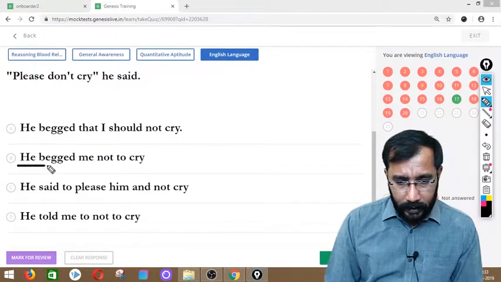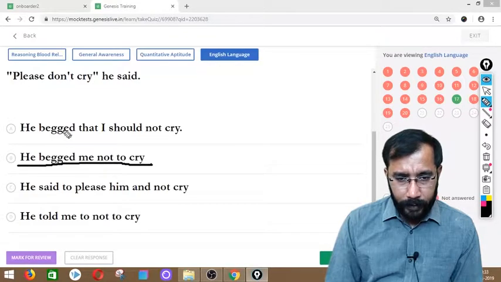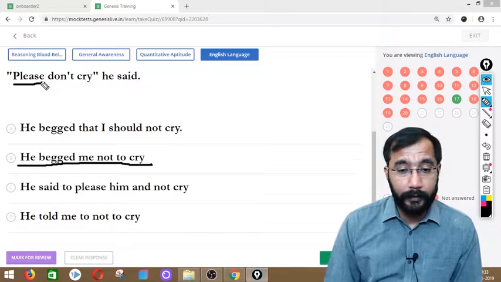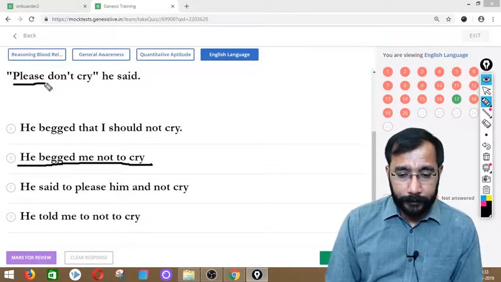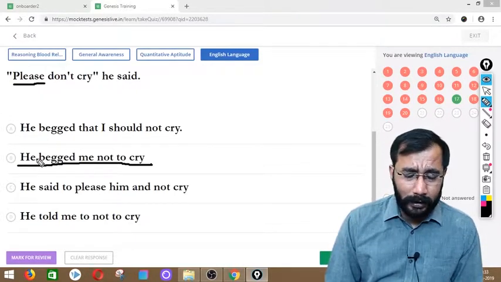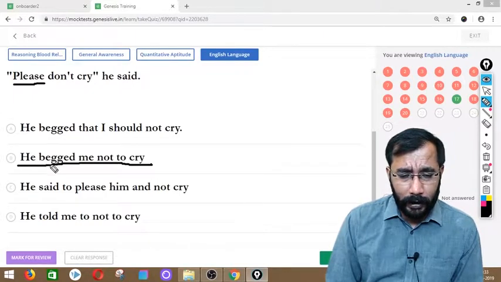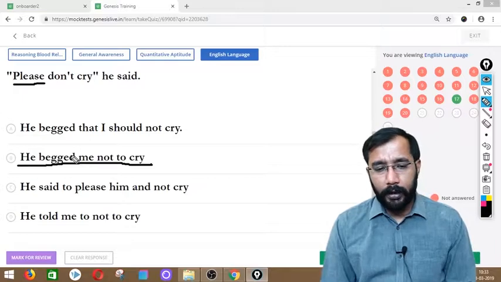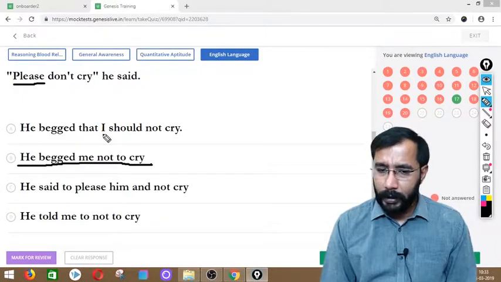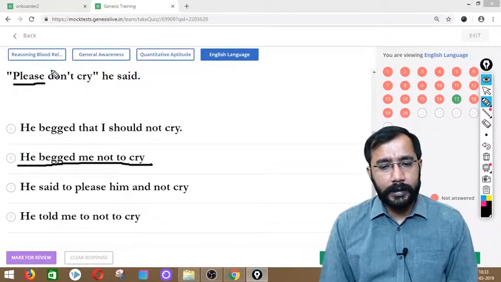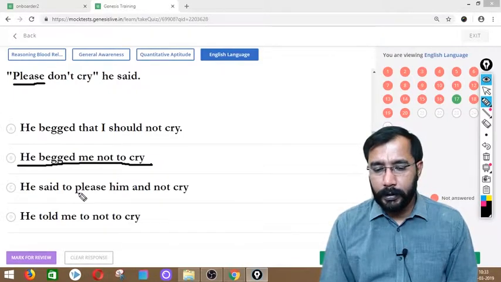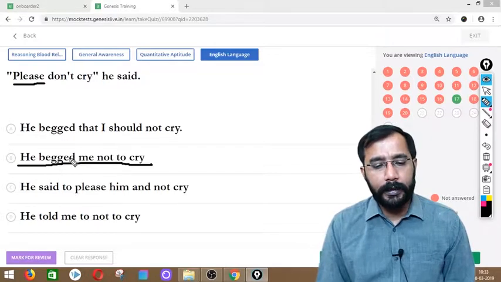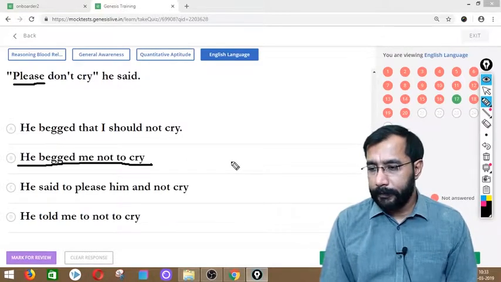Why is this the right answer? The simple reason being, when you're saying please, you're pleading with someone, you're requesting someone, you're begging someone not to cry. When you convert it to indirect speech, it will be he begged me not to cry, not he begged me that I should not cry. He begged me not to cry, because this is a simple sentence, and so should be the following sentence. So the right answer is he begged me not to cry.